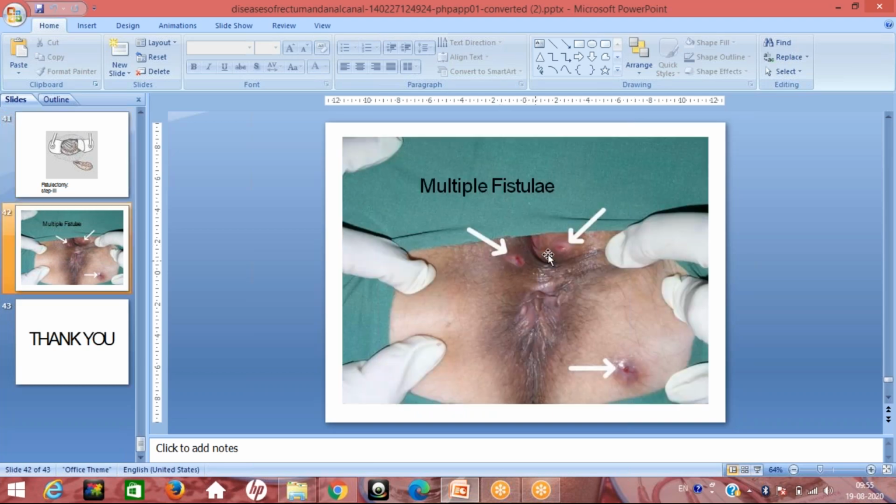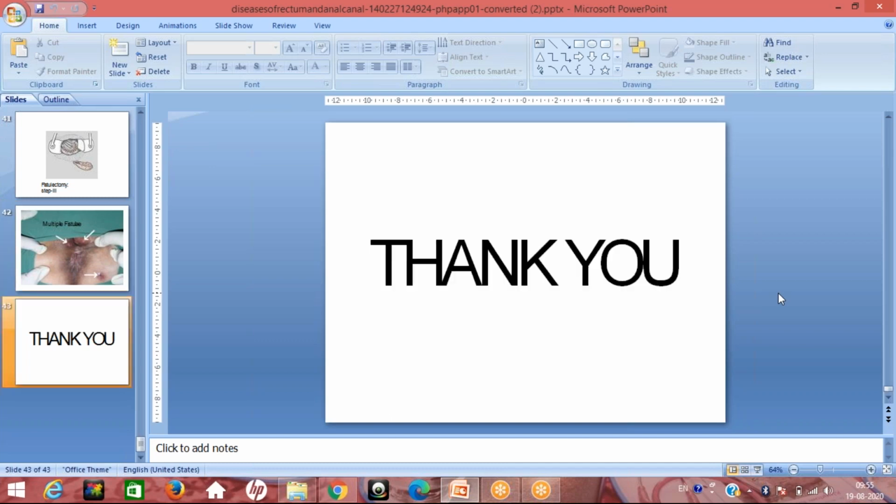This is an image of multiple fistulas, which could be seen in, most commonly, inflammatory bowel disease, where you need to suspect it if the fistula is not healing, and in case of sexually transmitted diseases, in case of homosexual men and all. With this, I conclude my class.